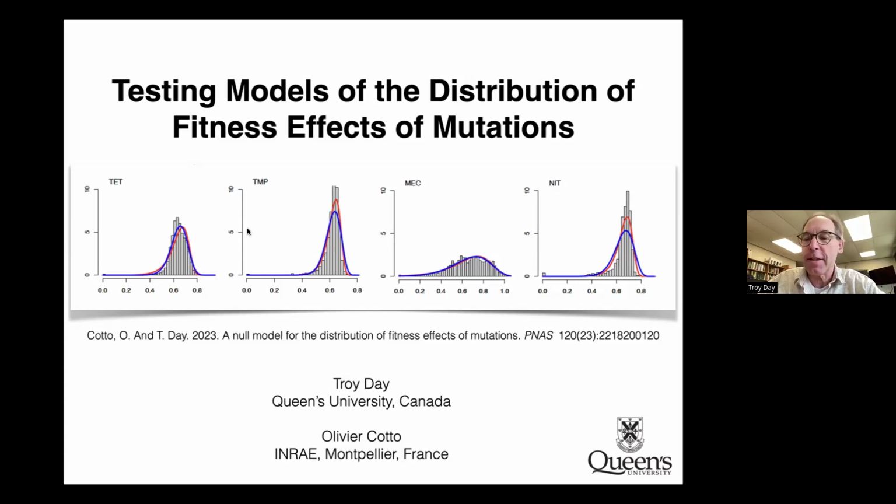Thanks for the invitation to give a talk here. I'm looking forward to this. I'm going to talk about work that I did in collaboration with a postdoc that was in my group, Olivier Cotto, who's now with INRIA in France. And it's work that is focused on trying to understand the shape of the distribution of fitness effects of mutations, as the title suggests. And I'll explain exactly what that means in a little bit more detail as we go along.